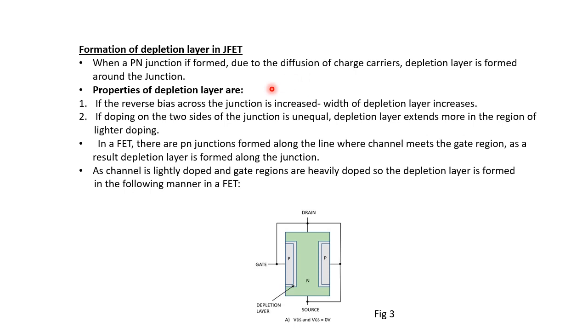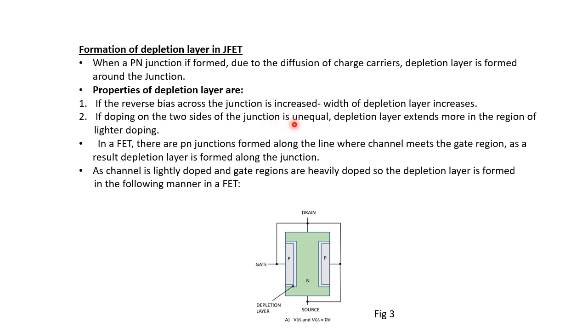There are some important properties of the depletion layer. The first is that if the reverse bias across the junction is increased, then the width of the depletion layer increases. We are not going into the details of these properties, because only knowing that this increase in the reverse bias will increase the width of the depletion layer, our purpose of discussing the working of FET will be fulfilled.